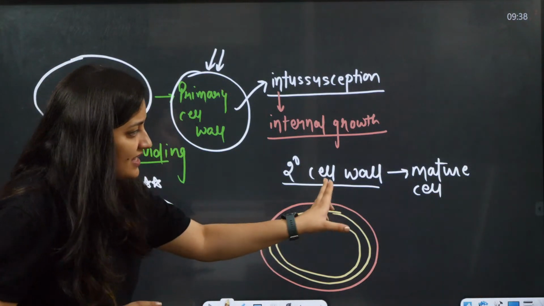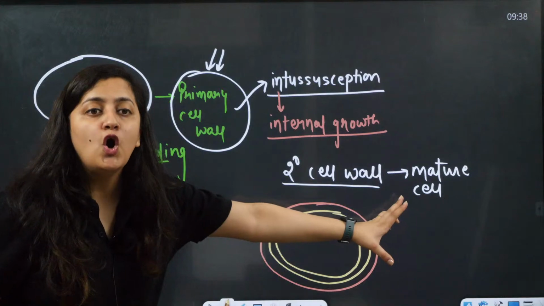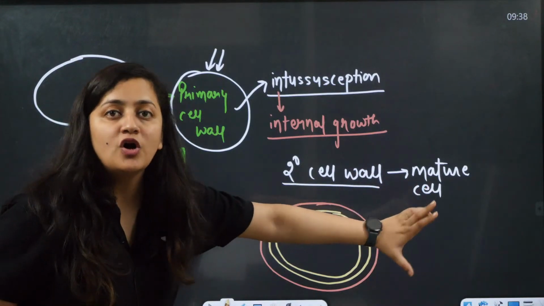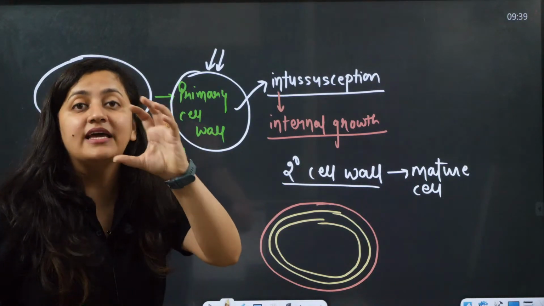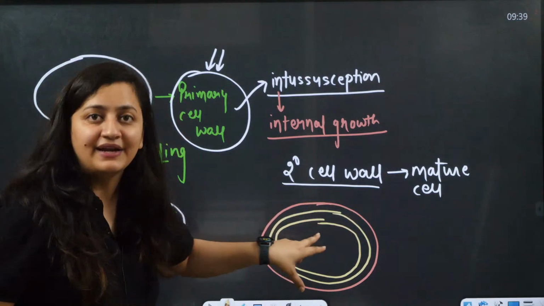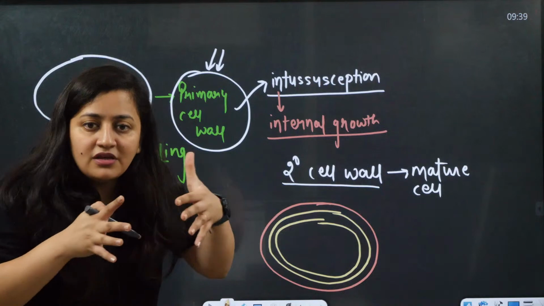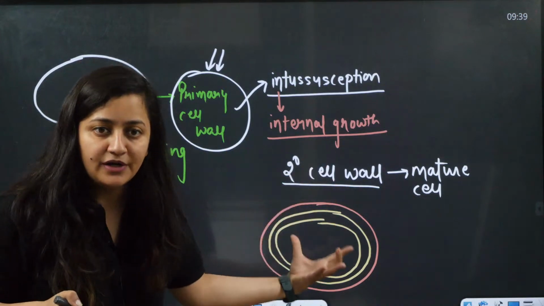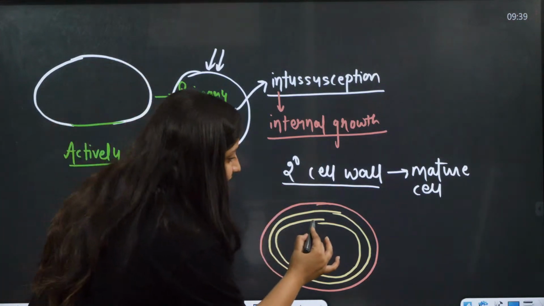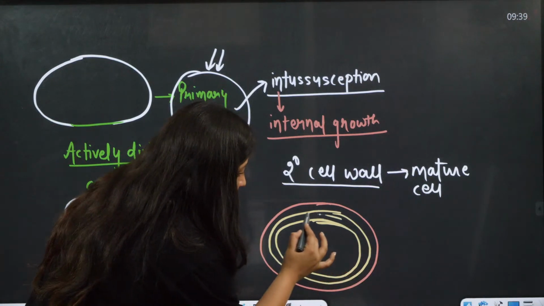So what is happening? The secondary cell wall will be present in the mature cell. It is a thick layer. So when a cell has a secondary cell wall, it will not show further growth. The further elongation will not be there in that particular plant cell. So you can see here, you can just have a look.